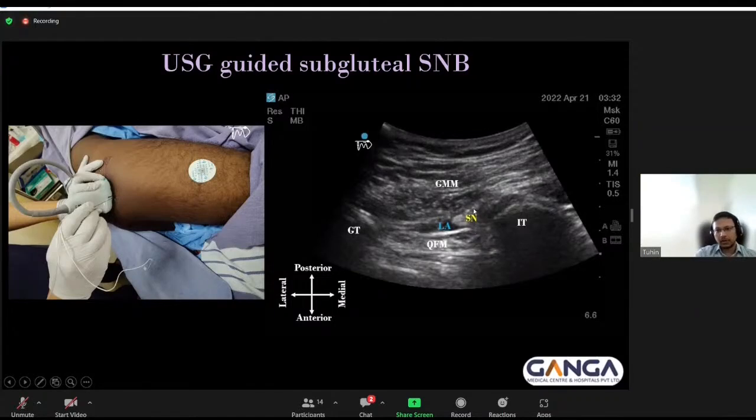out of plane approach. Here you can see the hyperechoic oval shaped sciatic nerve and the gluteus maximus muscle above and the quadratus femoris muscle below. And here is the local anesthetic. You can see it just lateral to the sciatic nerve. The sciatic nerve is closer to the ischial tuberosity at this level.